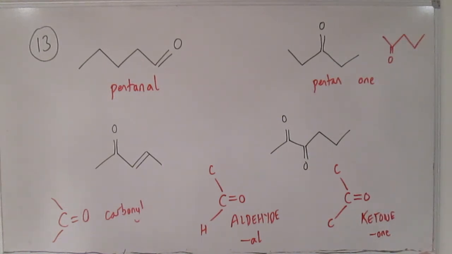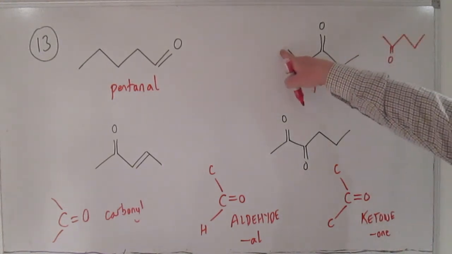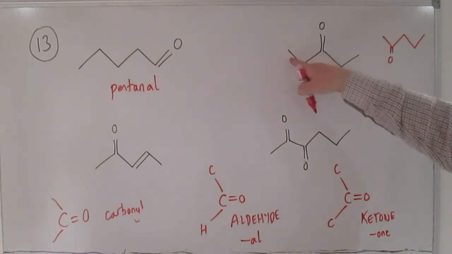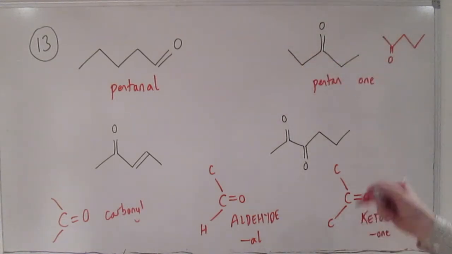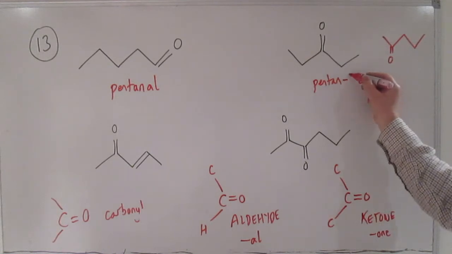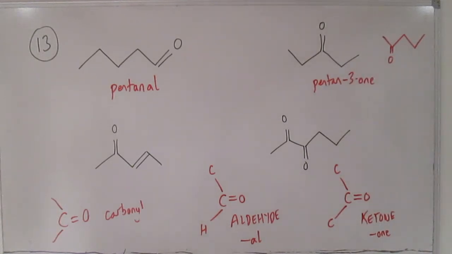So the way you distinguish them is the usual way. You just number the carbons in the chain. So this would be 1, 2, 3 is where the ketone group is. So it's pentan 3-one. And this one would be pentan 2-one.